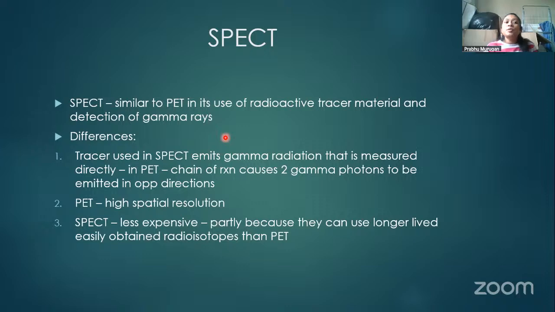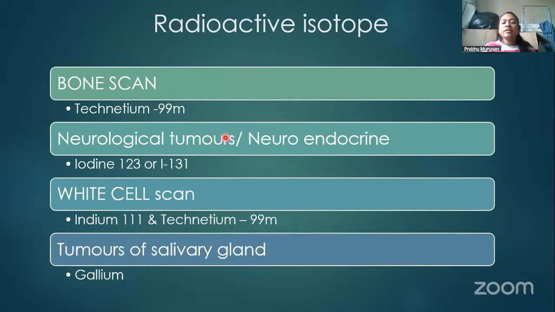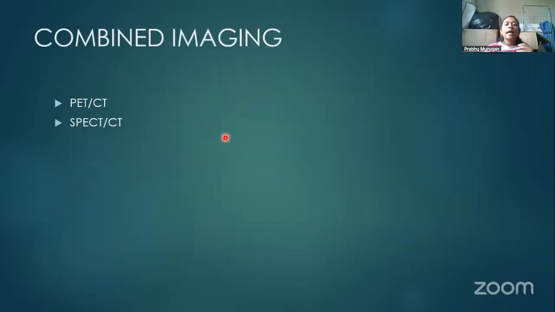Under that only we have your PET, SPECT, and all that. The expansion of PET is positron emission tomography, and SPECT is single photon emission tomography. These are the radioactive isotopes most commonly used. I think in this you'll be familiar with your endocrine tumors. For that we use iodine, and for bone it is technetium 99m. These are the most commonly used ones. And combined imaging is nothing but fusion imaging.